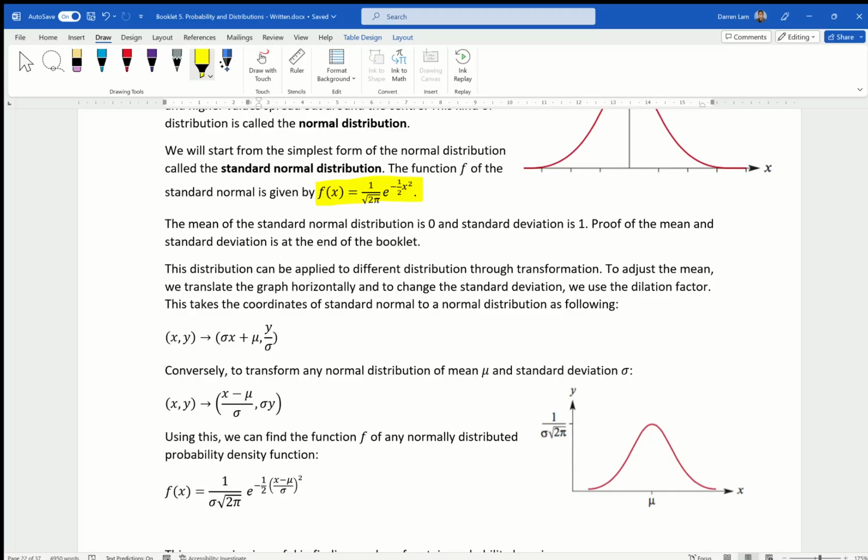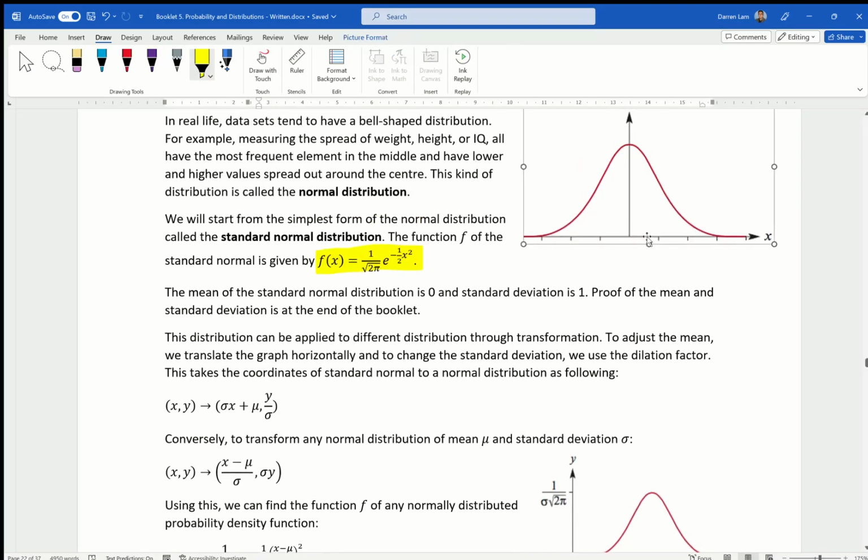Here's the function. You put it in your calculator. That's what it looks like. If we put that into the calculator, which I'm not going to because it's going to take quite some time, it will just look like that. Pretty straightforward. You'll note that as our function goes towards the right or the left, so as it goes towards infinity, it will never reach 0.